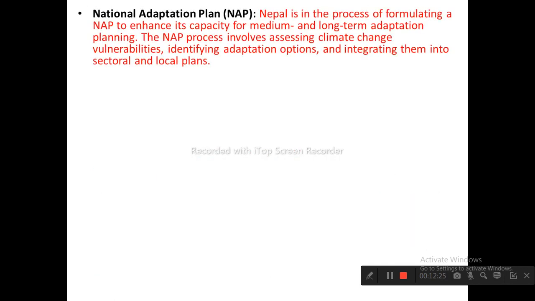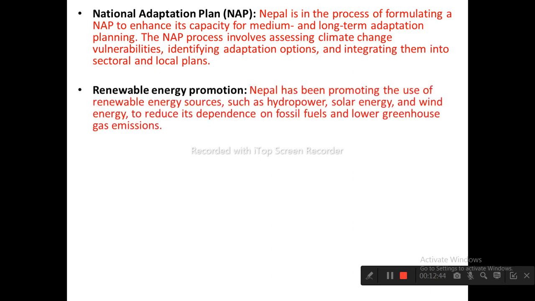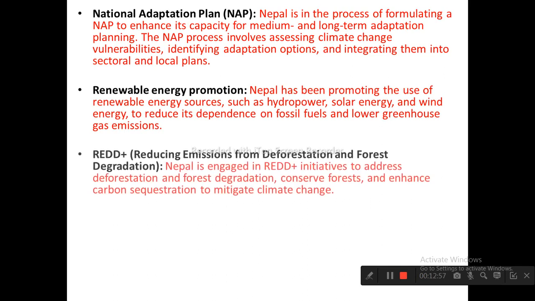Next one is National Adaptation Plan. Nepal is in the process of formulating a NAP to enhance its capacity for medium and long-term adaptation planning. The NAP process involves assessing climate change vulnerabilities, identifying adaptation options, and integrating them into sectoral and local plans. Next one is renewable energy promotion. Nepal has been promoting the use of renewable energy sources such as hydropower, solar energy, and wind energy to reduce its dependence on fossil fuel and lower greenhouse gas emissions.